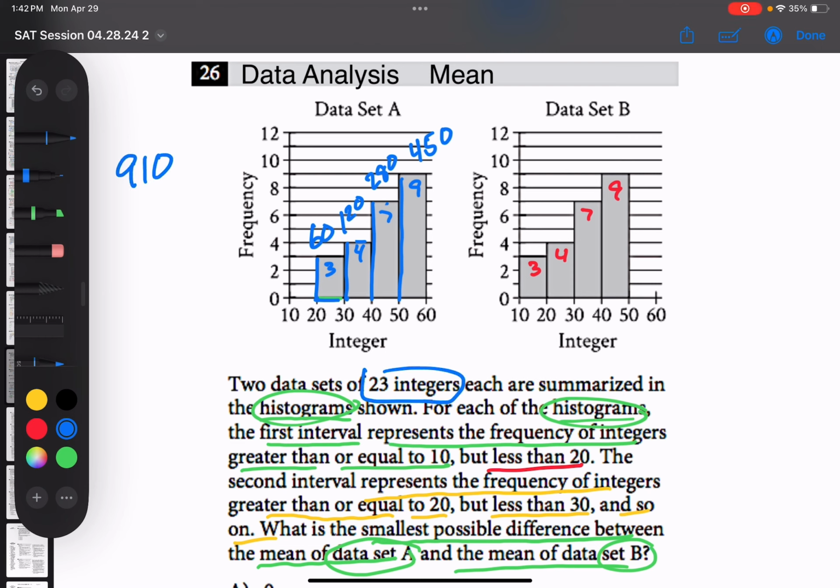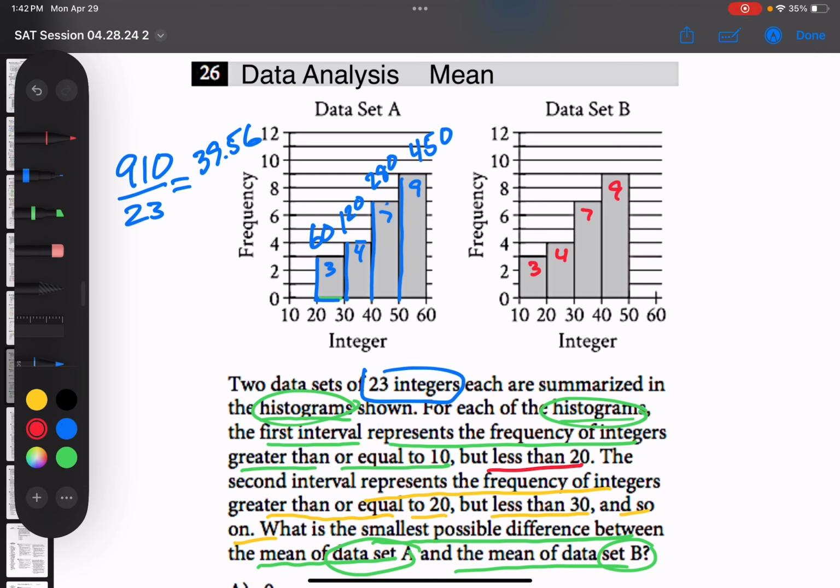They said there are 23 integers. If we divide it by 23, what is that answer going to be? 39.56. Cool. I didn't write all the numbers, I just rounded to 39.56.